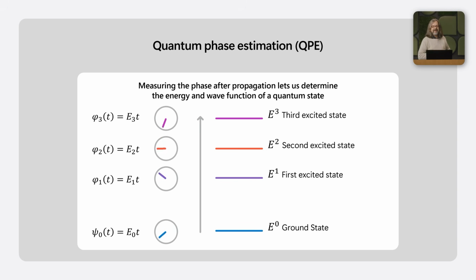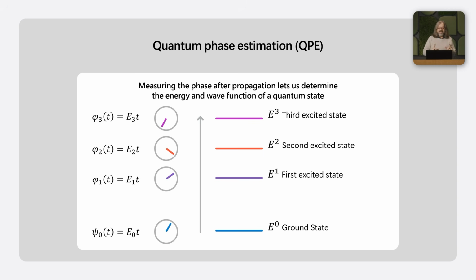Same for the excited states. The phase of those wave functions will be just the energy of that state times the time. And the higher the state, the higher the energy, the faster the phase evolves. If I now propagate for a certain time and stop, and then measure the phase of the wave function, then measuring that phase tells me something about the energy. Because simply when I divide the phase by the time I propagated, I get the energy.